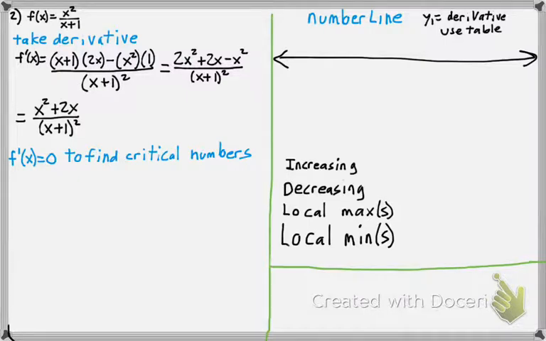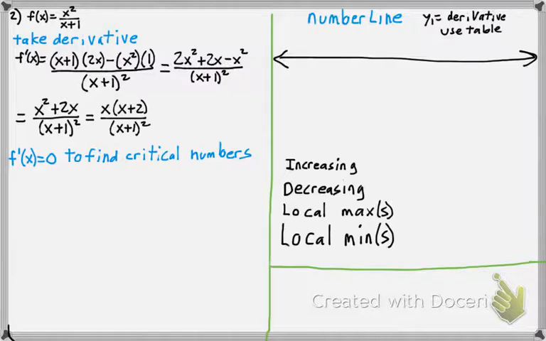I'm actually going to factor out the x out of the top because eventually I'm going to have to factor it anyway. So x and x plus 2 all over x plus 1 squared. So once you take the derivative, we still need to find our critical numbers. So to find the critical numbers, you want to set the derivative, or f prime, equal to 0.